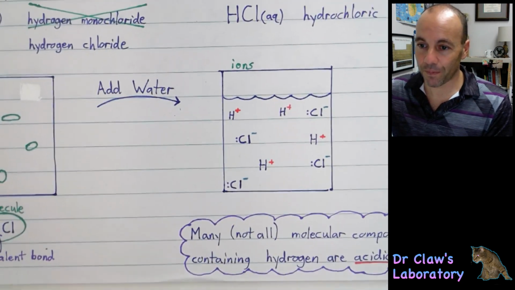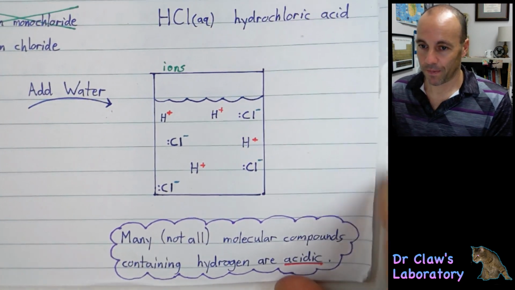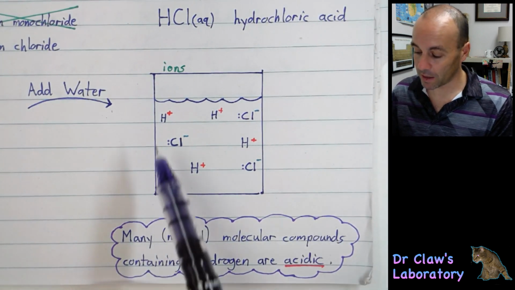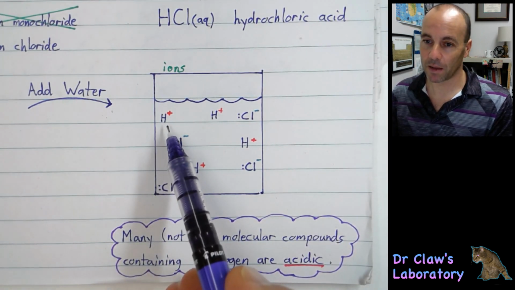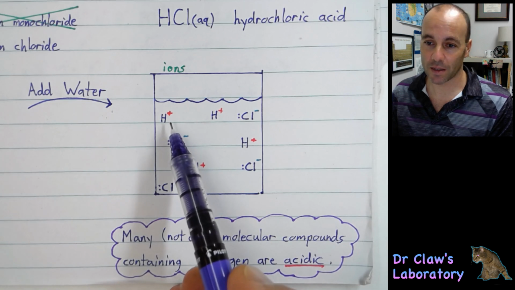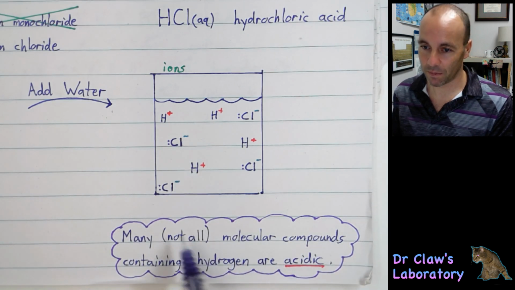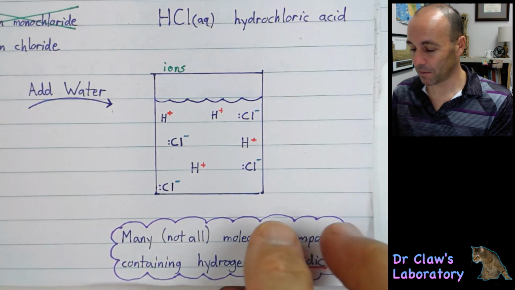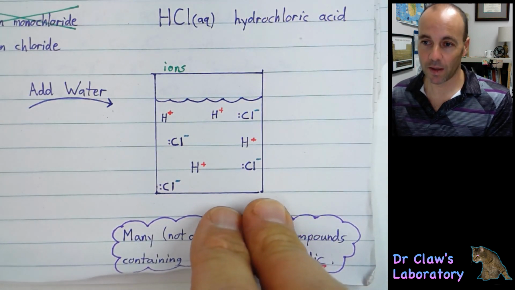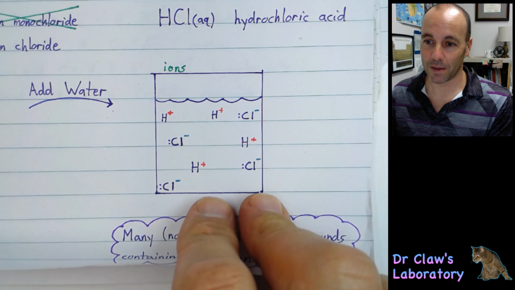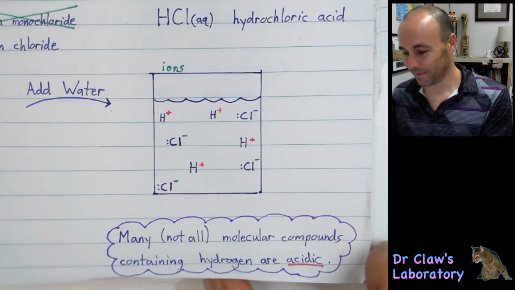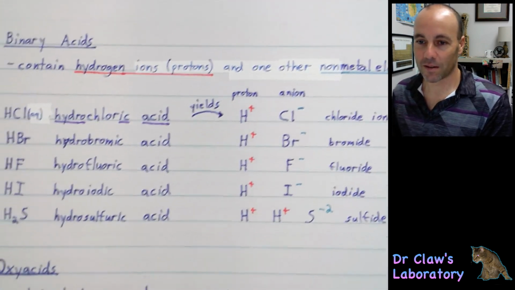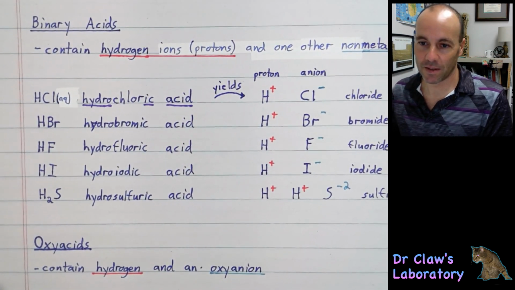Now, many molecular compounds that contain hydrogen are in fact acids. Not all of them, but many containing hydrogen are acidic. We'll talk more about acids later, but let's talk about how to name them quickly, and then that'll be the end of this video. So, a couple categories of acids.